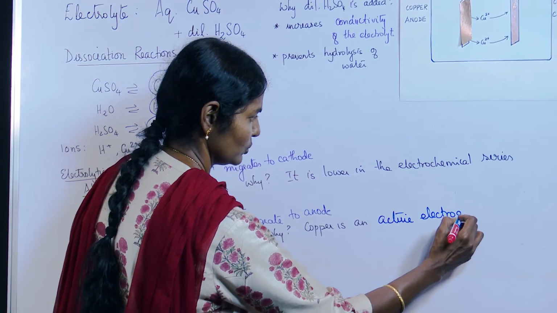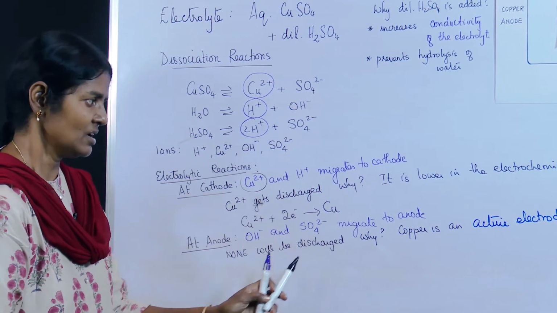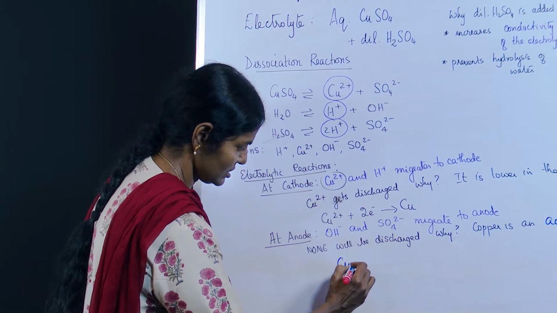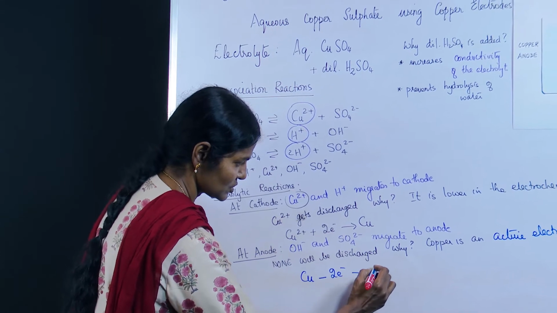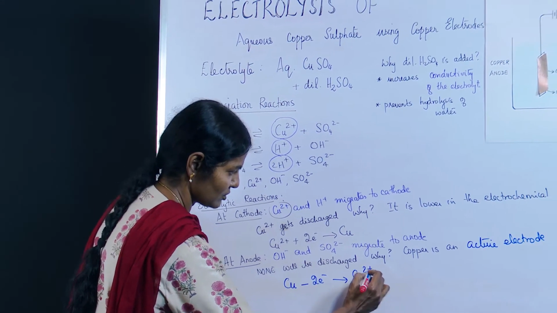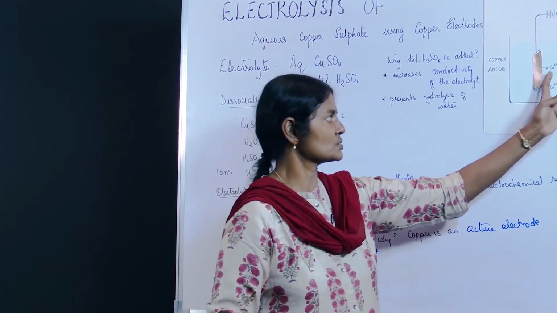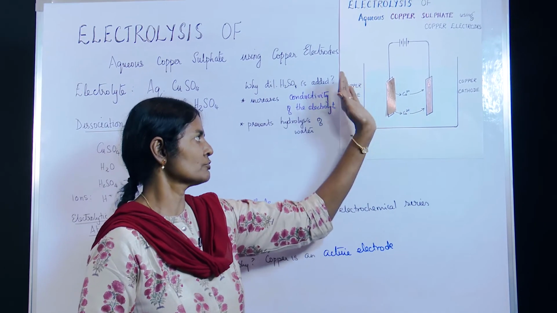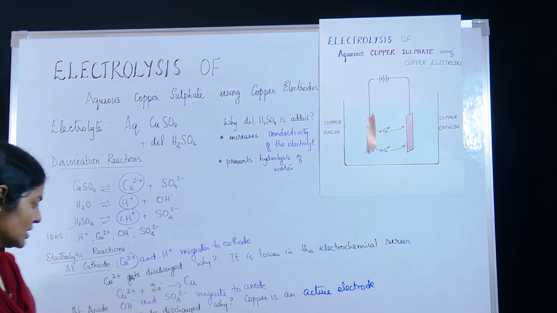So, what would it do? It would not allow these things to come near. Instead, it would ionize in solution. So, you get copper minus 2 electrons to give copper ions. These ions will be let out just as you see here. Slowly copper ions will be let out from the anode and it will move towards the cathode and get deposited there.